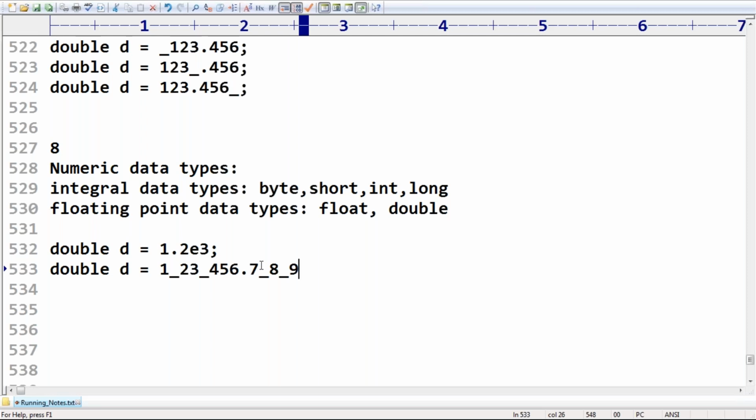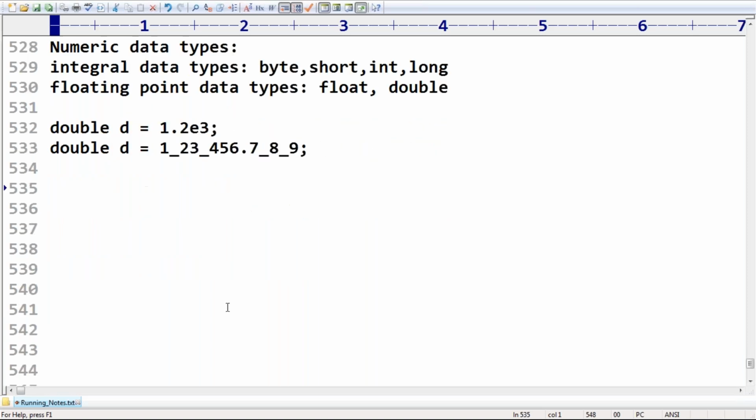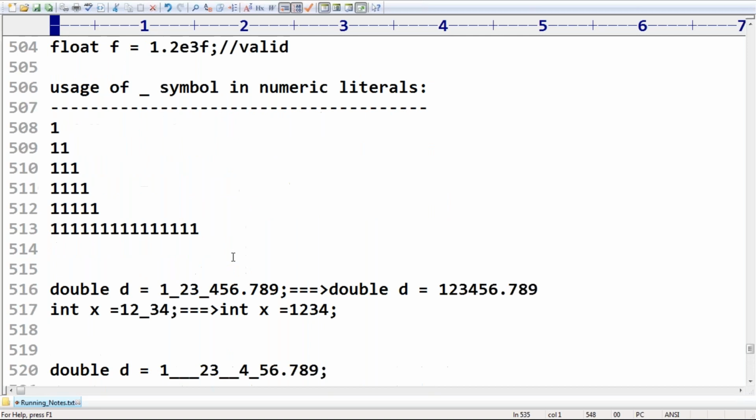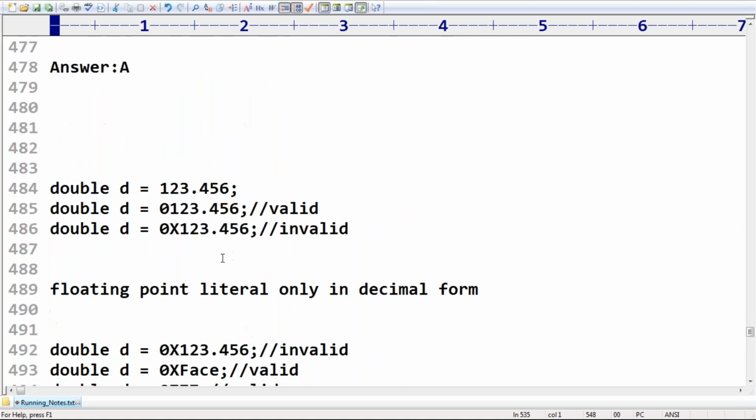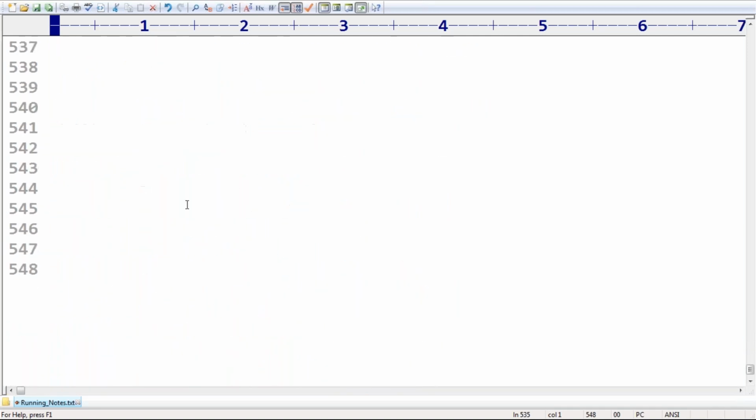7_8_9. Can you please confirm, is it valid or not? Yes, it is also valid, no problem at all, because from version 1.7 onwards, we can happily use underscore symbols for numeric literals. Remember this one. So these are the various things about floating point literals and integral literals.